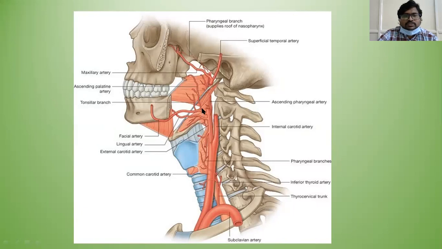Other branches, as we discussed before, are ascending palatine and tonsillar branch from the facial artery and dorsalis lingual branch from lingual artery. And inferiorly, it is supplied by a pharyngeal branch from the inferior thyroid artery. You can see the inferior thyroid artery is a branch of thyrocervical trunk. Superior thyroid artery is the first branch of external carotid artery. You have to note the difference. This pharyngeal branch supplies the lower part of the pharynx.